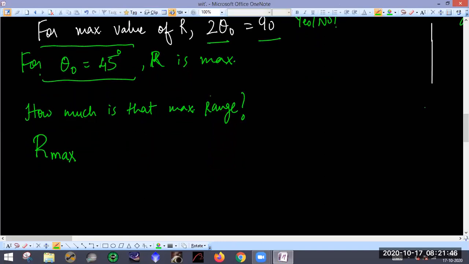So that is R max. Yes. So R max is equal to, to find the maximum range, all we have to do is put theta 0 as 45 degrees.